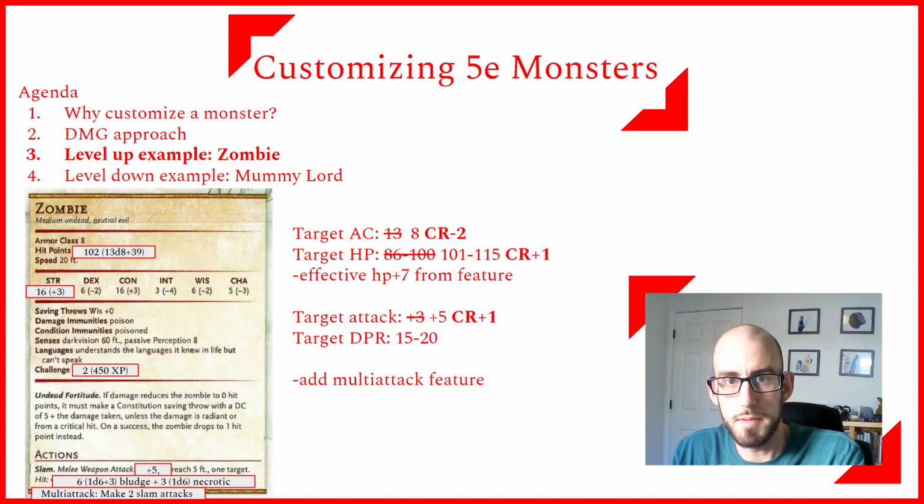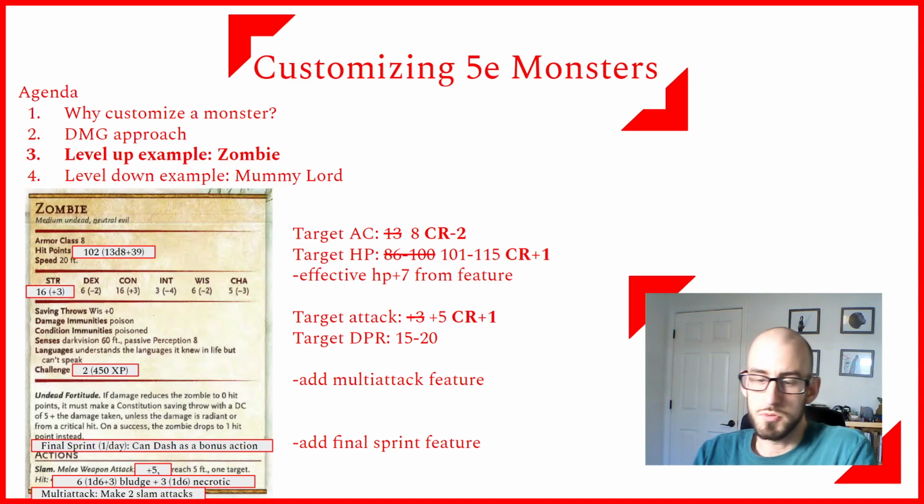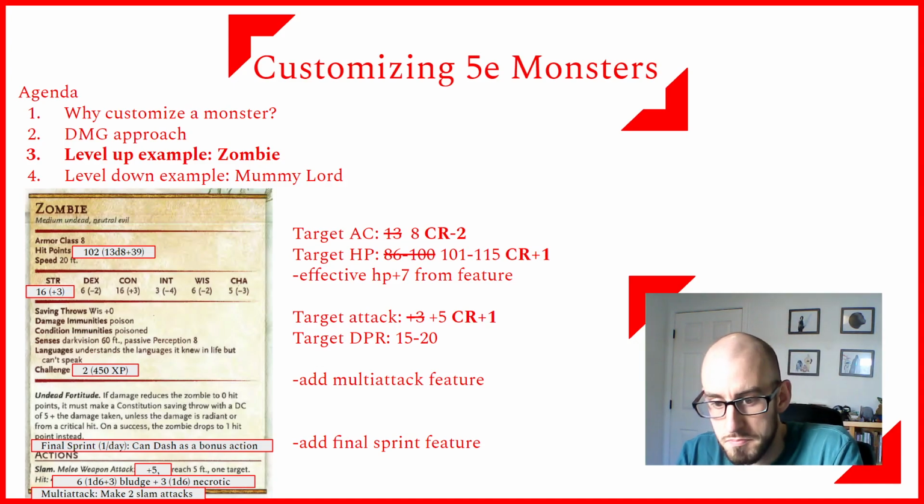that I think people don't always account for, and that is the speed of the monster. Zombies are slow inherently. This one has a speed of only 20 feet at base, and it'll be difficult to close on the players if they're trying to stay at range. And something I think this more powerful version of the zombie should have is something that should make them a greater threat. So I'm going to add another feature, which I'm going to call Final Sprint.